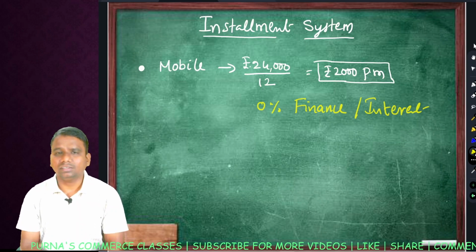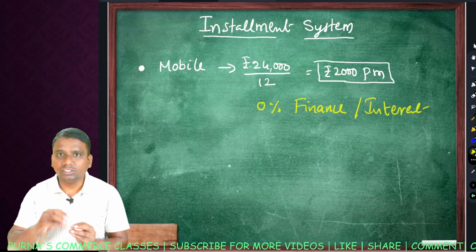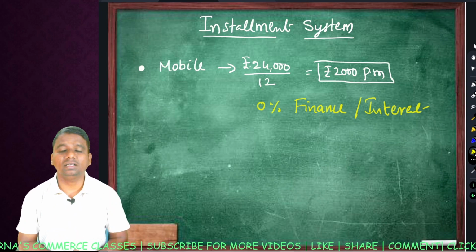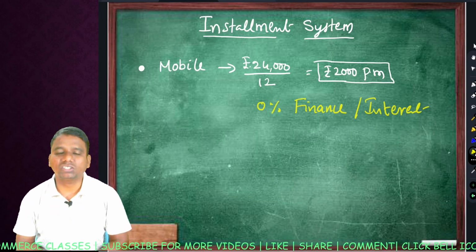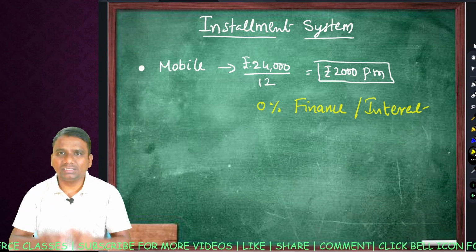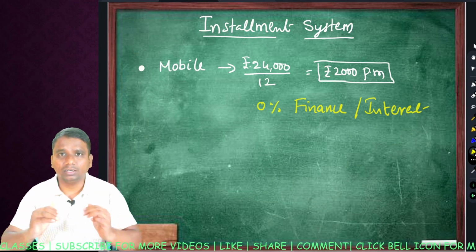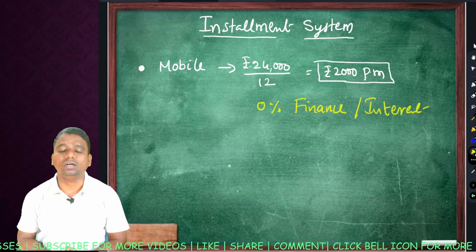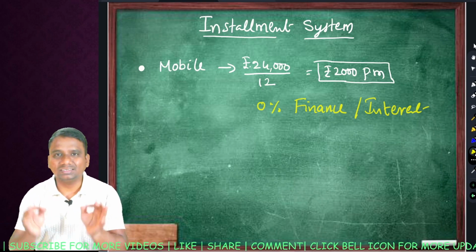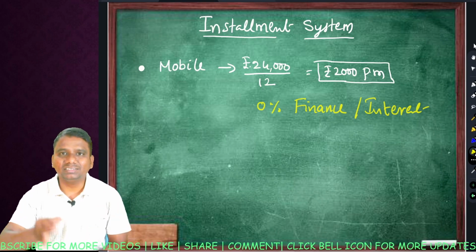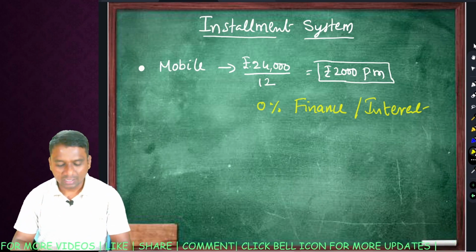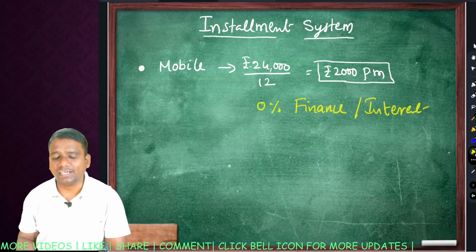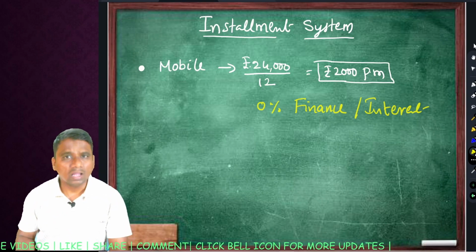Okay, so now you tell me, the consumer will buy this product immediately. Why? Because the amount can be paid in installments. So this is one of the ways to sell the products to the consumers. So this system is called the installment system. Here there are some advantages as well as some disadvantages.